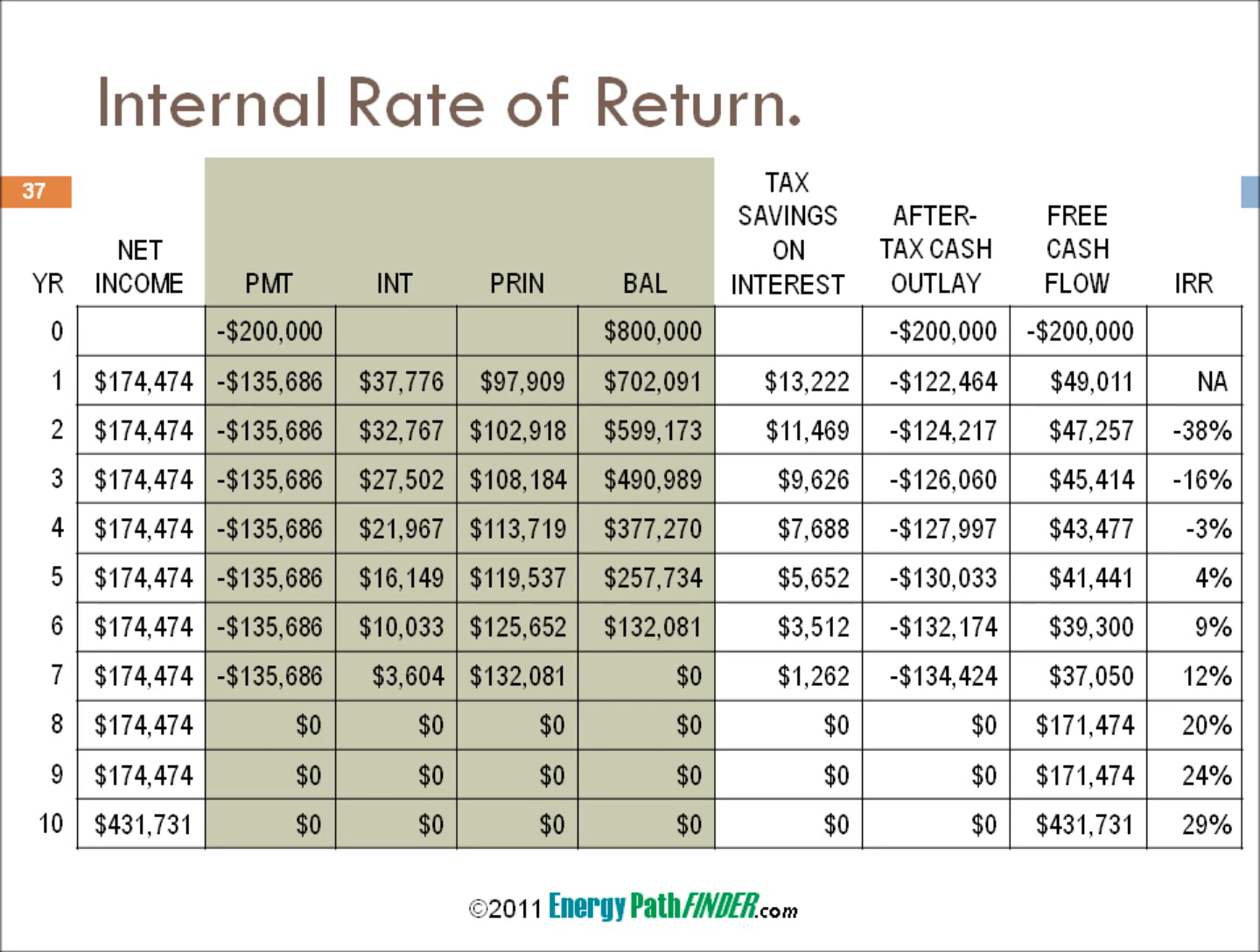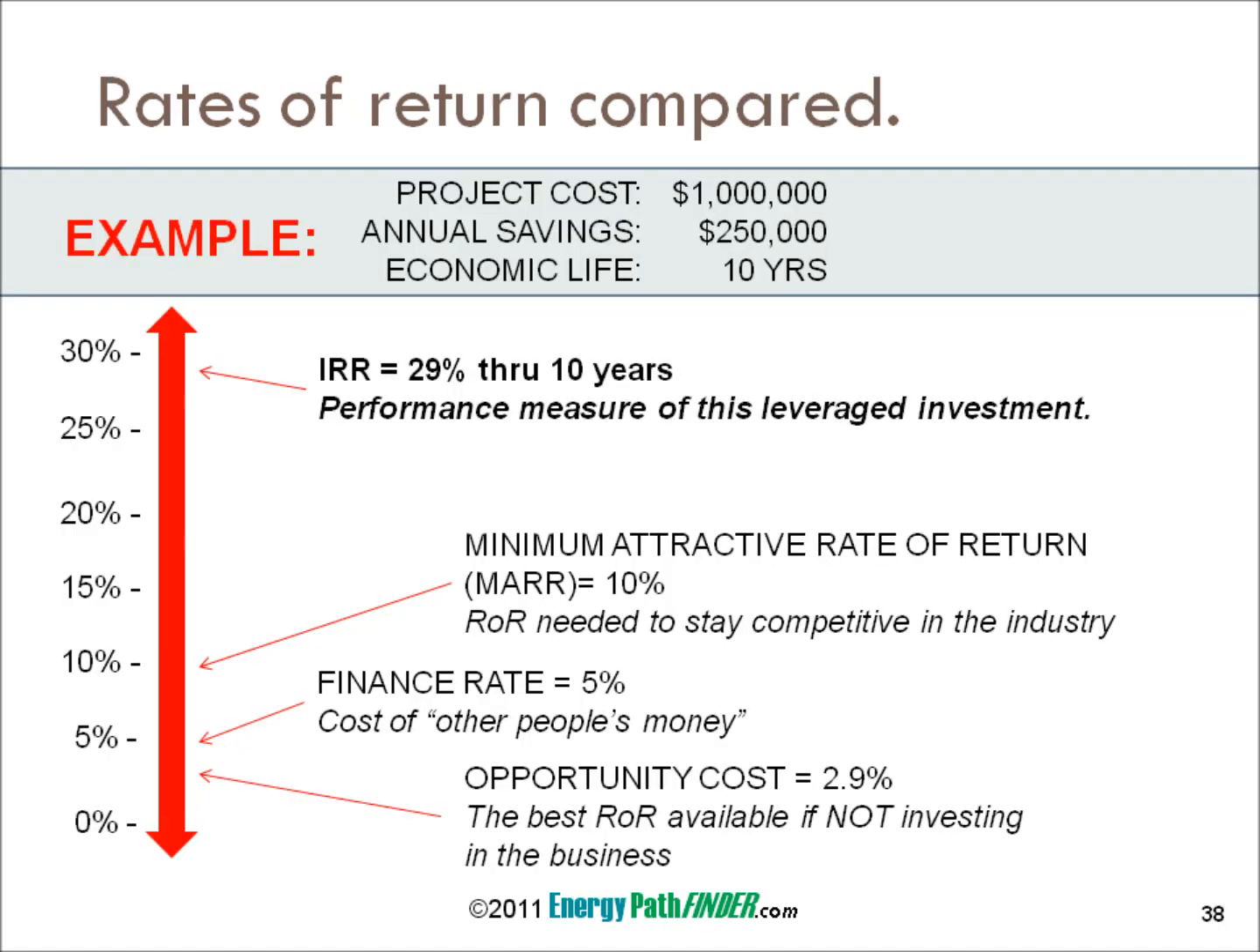The internal rate of return is positive from year 5 in this example and grows continually thereafter through the asset's 10-year economic life. Through 10 years, this project, financed at the given terms, yields a whopping 29% internal rate of return. Now we have annualized measures of relative investment performance.